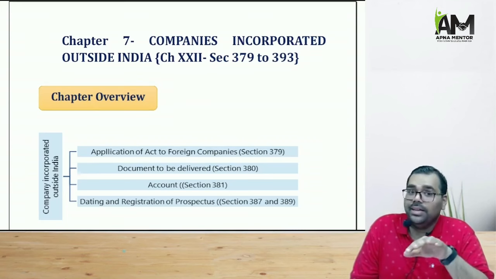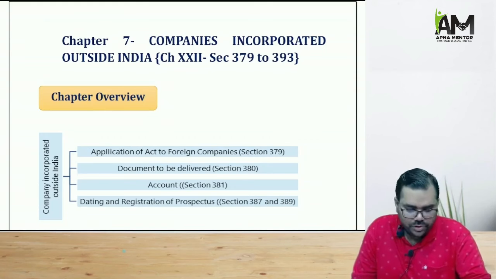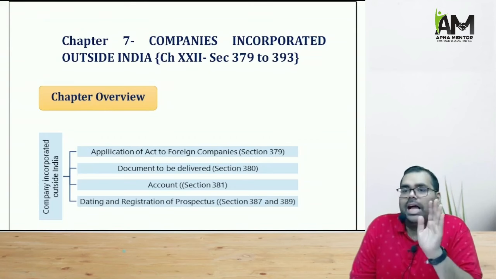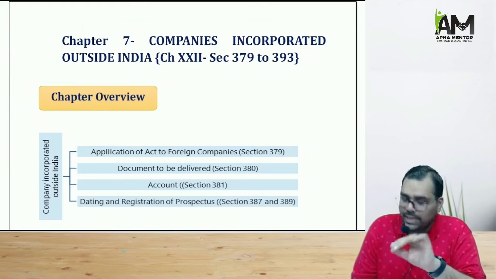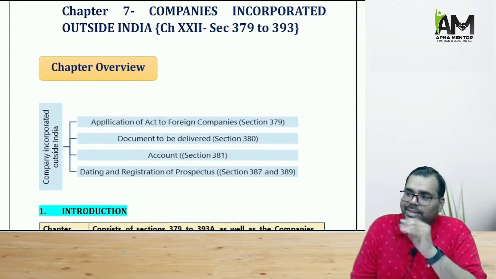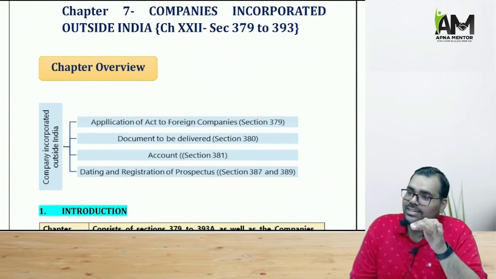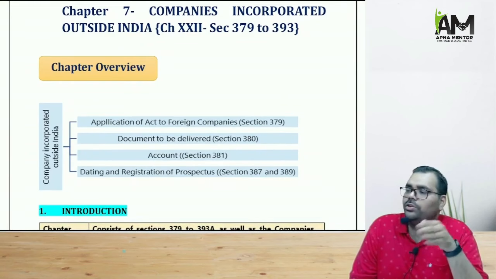But a foreign company, we call it a body corporate. Right, a foreign company, we call it a body corporate. I believe it is very, very clear. Right, now the sections given are section 379 to 393. Now, because it is a foreign company, those typical procedures of incorporation, you are not going to study.